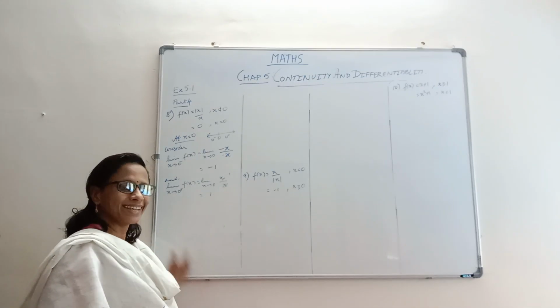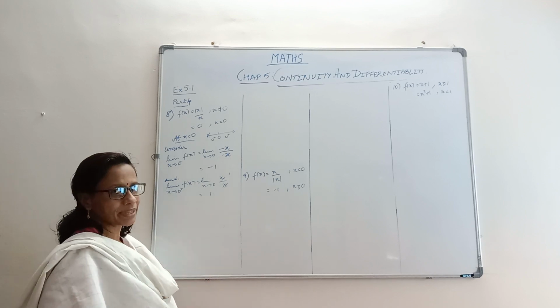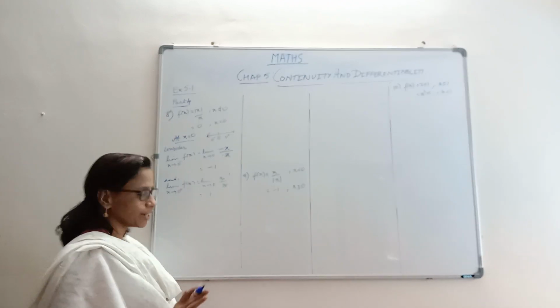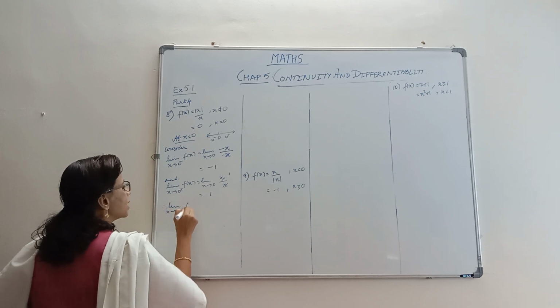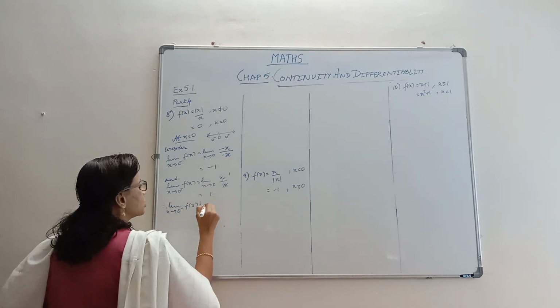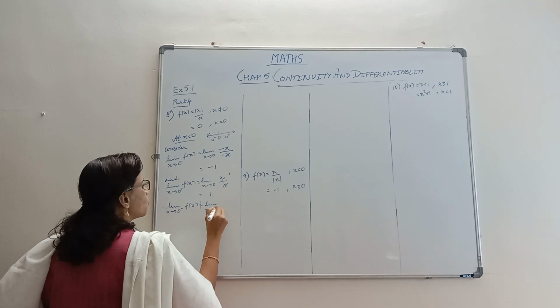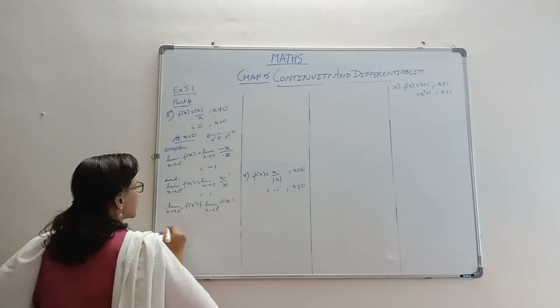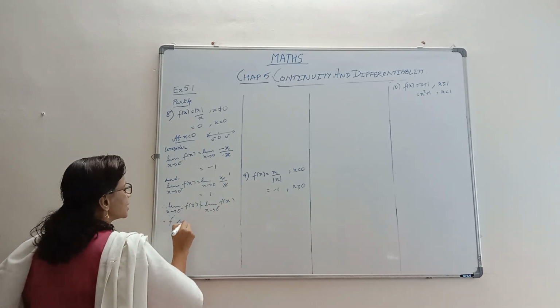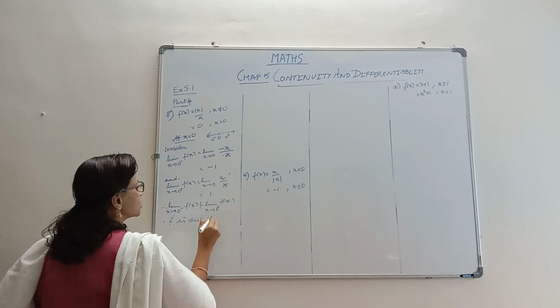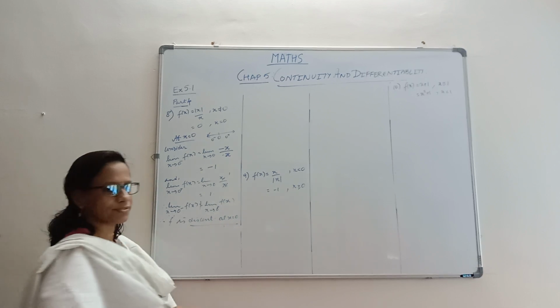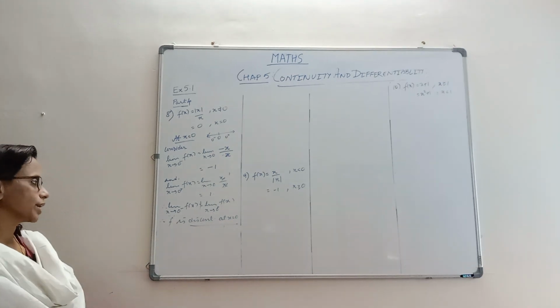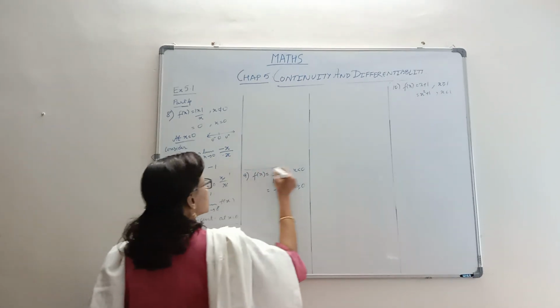Right away, the left limit is something, the right limit is something else, they are different values, so it is not continuous. Therefore limit as x tends to 0 minus f of x is not equal to limit as x tends to 0 plus f of x. Therefore f is discontinuous. That's what they have asked us: where is it discontinuous, at x equal to 0.